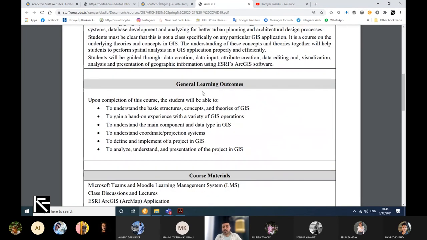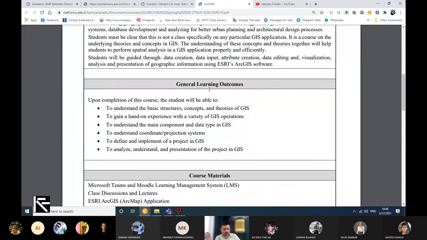If we consider what you are going to learn by the end of this semester, first of all, you are going to understand the basic structure, concept, and theory of GIS. This is the first important thing that you will learn. Besides that, you are able to get a bunch of hands-on experience with different sorts of GIS applications or operations. Through homework, I will give you different assignments. I think we have 8 or 7, I'm not sure, but we will see. Some of them, actually most of them, are done by computer, but 1 or 2 of them you just need to write something for me.